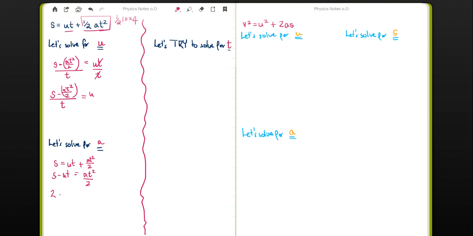Therefore, we could have 2 bracket s minus ut equals at squared. I'll show you how I do it. And now, we're looking for a, so we're going to divide this side by t squared, and we're going to divide this side by t squared. So now we know that 2 bracket s minus ut, all over t squared, is equal to a.